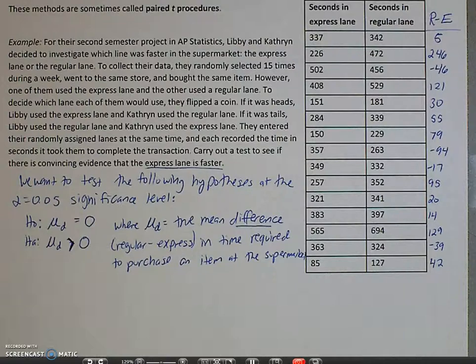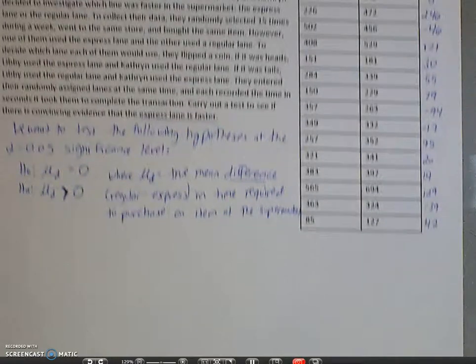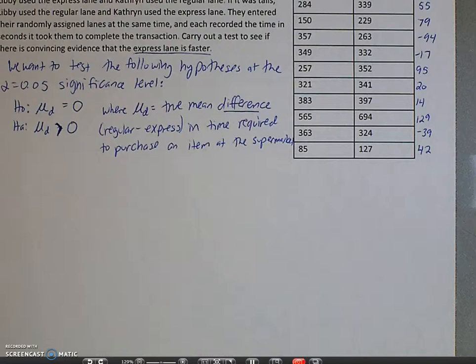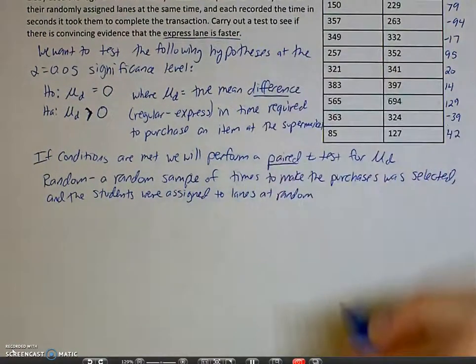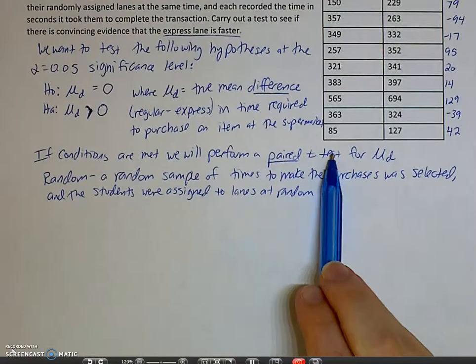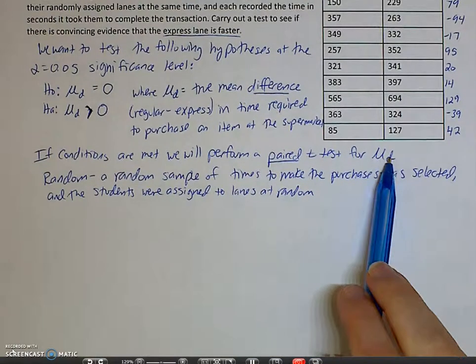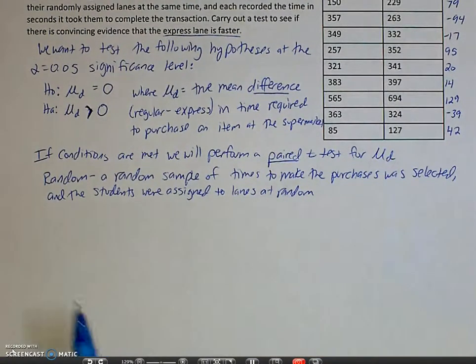Nothing has changed as far as how we write conditions. So let's go ahead and do that. I'm going to pause it so I can write it out. So a couple things to note. If the conditions are met, we're going to perform, it's still a t-test for mu, but it's a little bit different because now instead of a one sample, we call it a paired t-test for mu sub d, where d stands for difference.